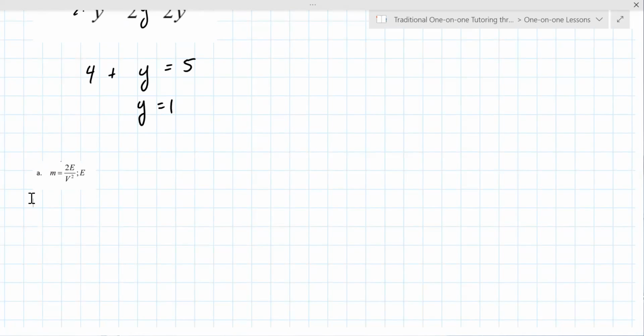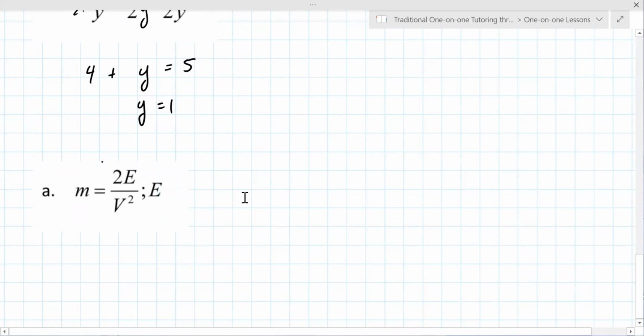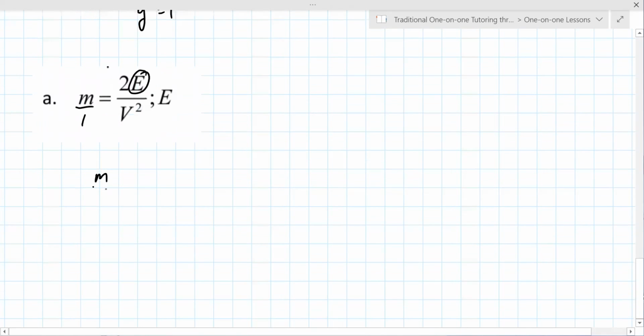Sure. So the first one here, solving for E. I like to circle the letter that I'm solving for, so I know what I'm doing here, and you just have to clear the v squared. Actually, let me rewrite this because there's too much going on here. So it's m over 1 equals 2e over v squared. To clear the v squared, you multiply both sides by v squared. So you get m v squared equals 2e. So basically you just undo stuff.